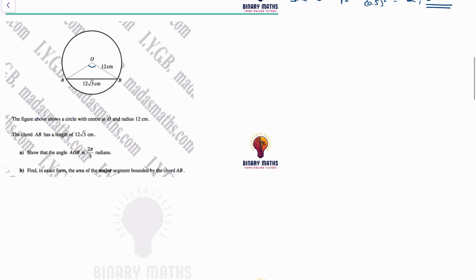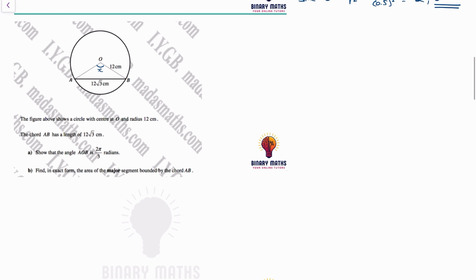Next question. The figure above shows a circle with center at O and the radius is 12. The chord AB has a length of 12 root 3. Show that angle AOB, which is this one here, let's call that x, is 2 pi over 3. Because I've got this triangle here, and this is also a radius, this is also 12. I've got triangle 12, 12. We're trying to find this angle x. And I've got the other side is 12 root 3.